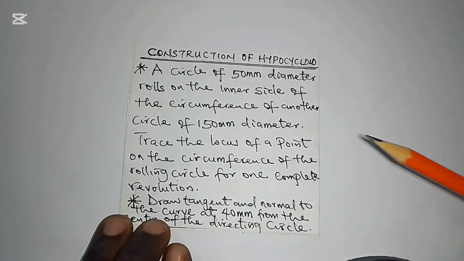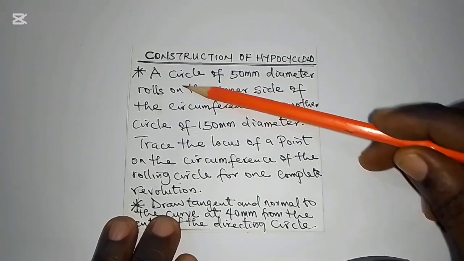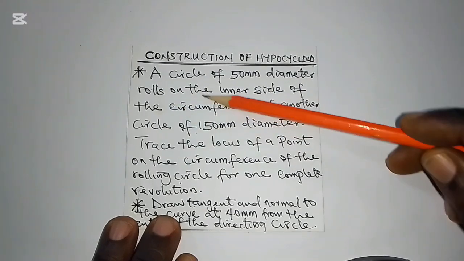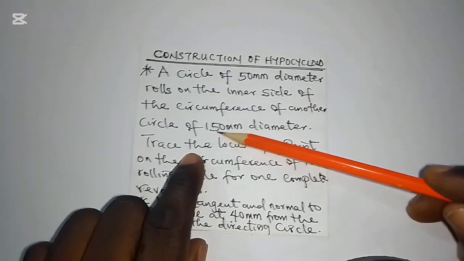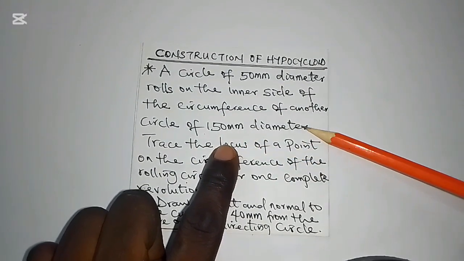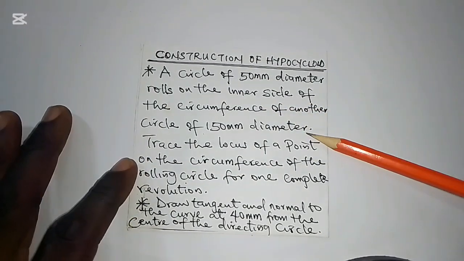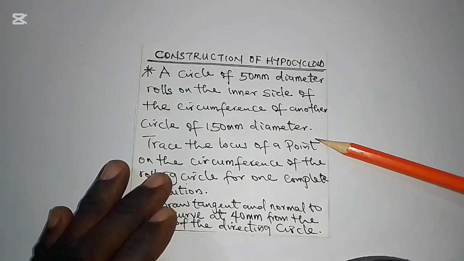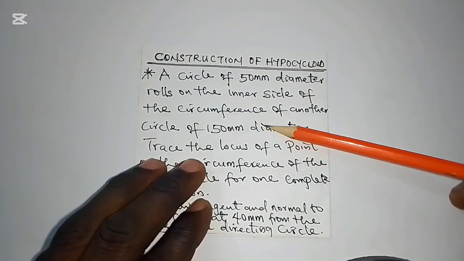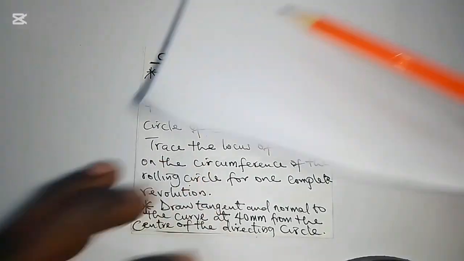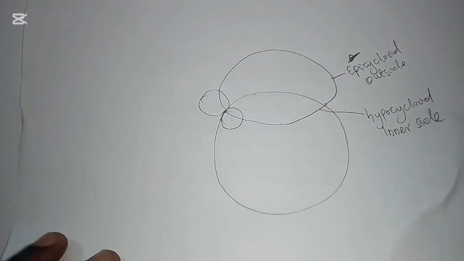The question we are going to be dealing with says, a cycle of 50 mm diameter rolls on the inner side of the circumference of another cycle of 150 mm diameter. It's rolling on the inner side. You can see in this question we are not told what we are to construct, whether it's epicycloid or hypocycloid, but from the question we will know that we have to draw hypocycloid, because for hypocycloid I said it rolls on the inside of a larger cycle.